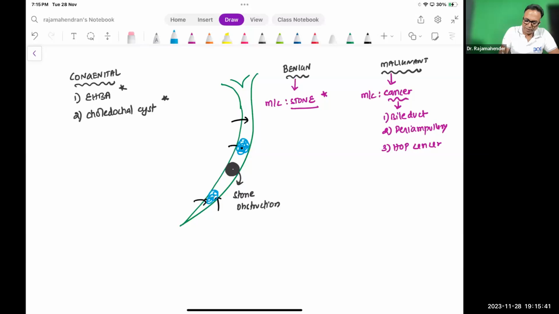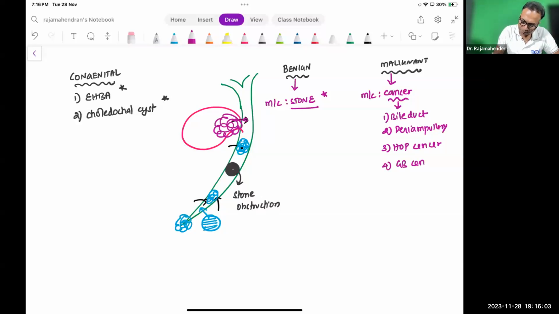So cancer in the bile duct can cause obstructive jaundice. Cancer in the ampulla can cause obstructive jaundice. A cancer in the head of pancreas can compress the bile duct and cause jaundice. And sometimes the gallbladder cancer can grow extensively and also cause jaundice. Number 4, GB cancer. So many causes are there.